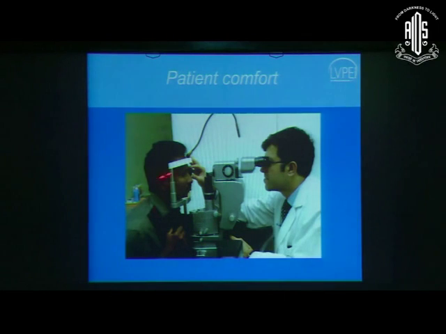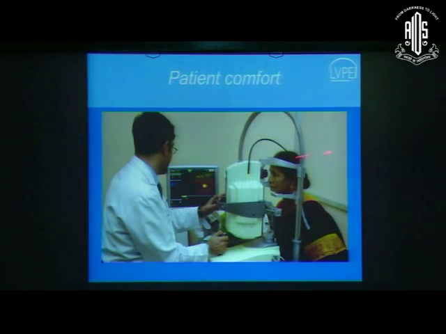You can look at this picture of Pascal, the way I'm holding the lens, and if you look at the Nevilas, you are seeing that the patient is very comfortable. There is no contact lens. I don't have to bend. I am just looking at the computer screen and I'm performing the laser.